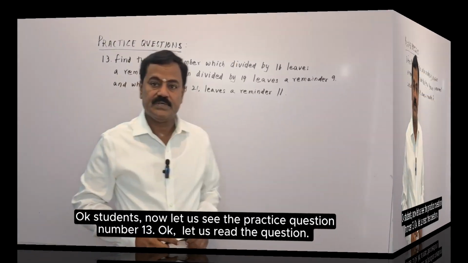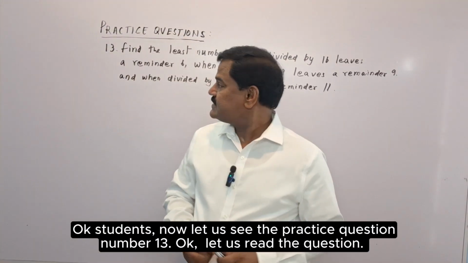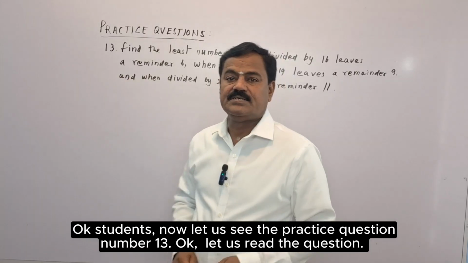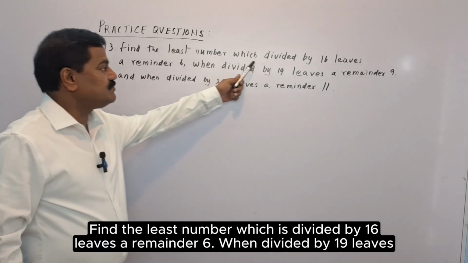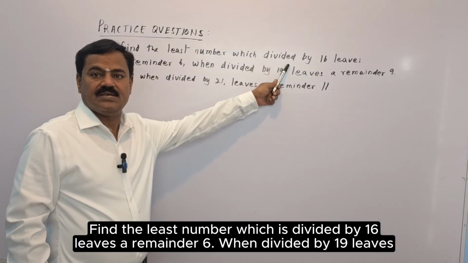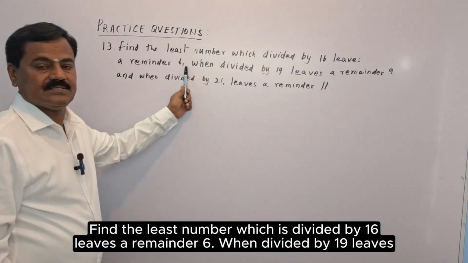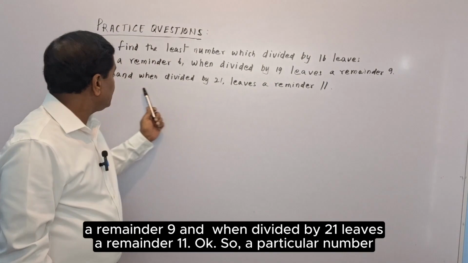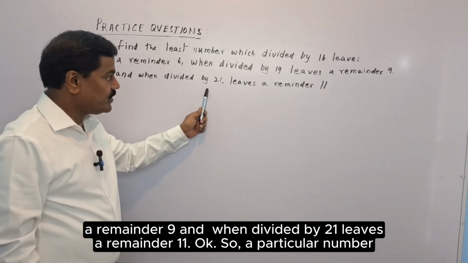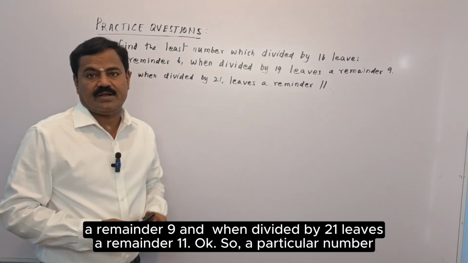Okay, thank you, students. Now let us see practice question number 13. Let's read the question. Find the least number which, when divided by 16, leaves a remainder 6, when divided by 19 leaves a remainder 9, and when divided by 21 leaves a remainder 11.